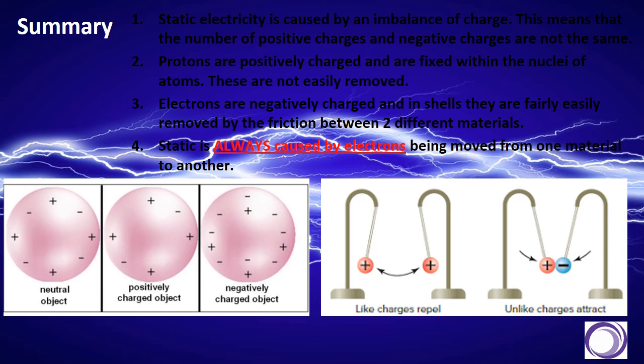I'm going to leave you with a summary then. At the bottom right, we've got like charges repelling and unlike charges attracting. We've got examples of how you get a neutral, positively charged and negatively charged object. And then those four key points there allow you to answer pretty much any question, explaining that protons don't move, it's electrons that are moved during the friction. That gives you the static. If something's negative, it's got extra electrons. If something's positive, it's got electrons missing.